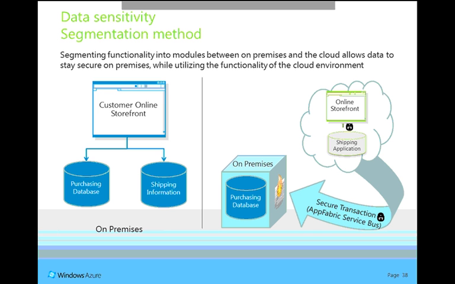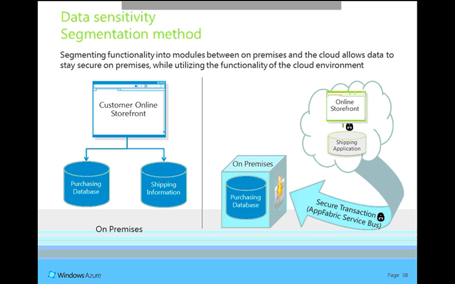So another couple of ways to handle data sensitivity: one is segmentation of data, right? So let's say you're running a web-based e-commerce website and you want to run this on Azure, but you want to keep some of the information behind the firewall. So essentially you're segmenting your database into 2 and you're just holding the shipping information on Azure while the purchase database remains on-premise and there's access to a secure service bus, right? So this segmentation is one option.